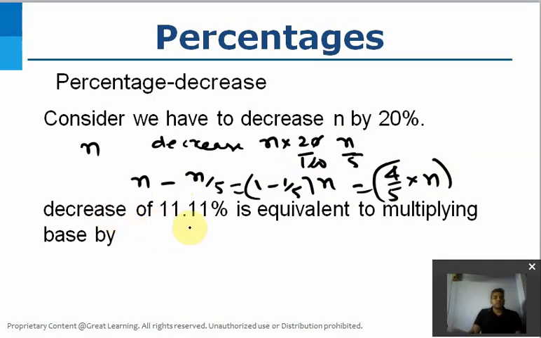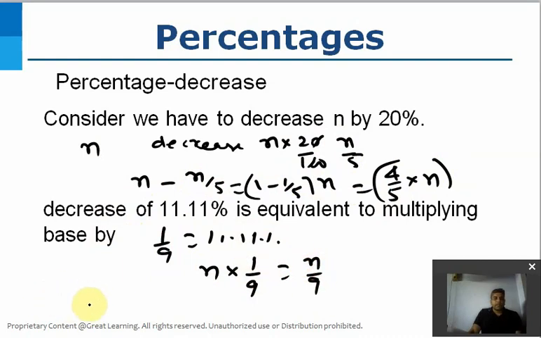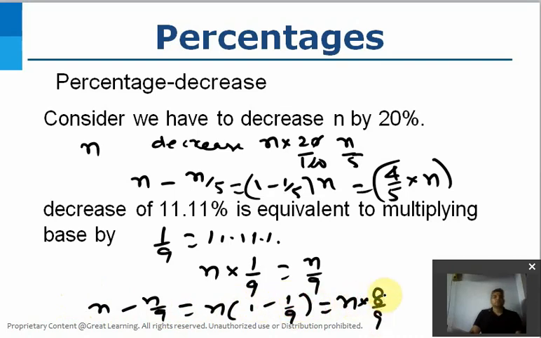Now suppose decrease of 11.11% is equivalent to multiplying the base by what? So decrease of 11.11%, I know 1 by 9 is 11.11%. So my n decreases by 11.11%. So just multiply it by 1 by 9, so n by 9. What decreases? n decreases. So n common, 1 minus 1 by 9, and n becomes n into 8 by 9. So if it is decreasing by 11.11%, n becomes n into 8 by 9. If it's decreasing by 20%, n becomes 4 by 5 into n. Right? Let's move ahead and find out the scenarios.